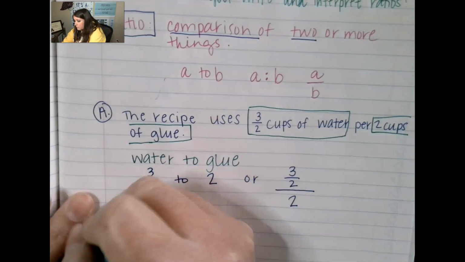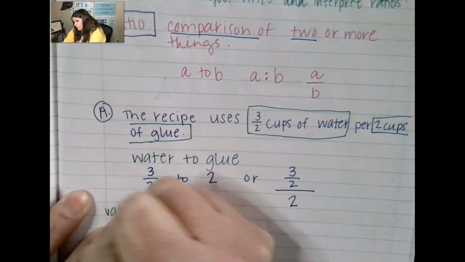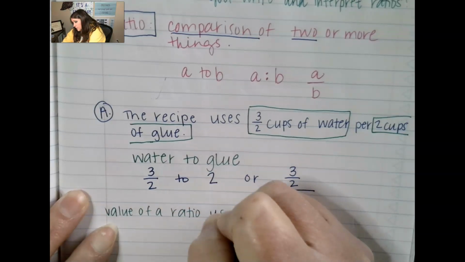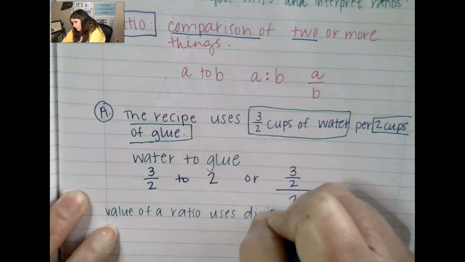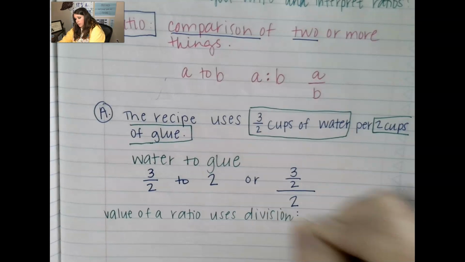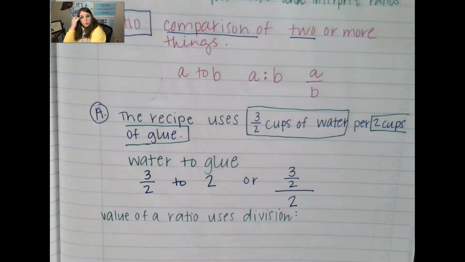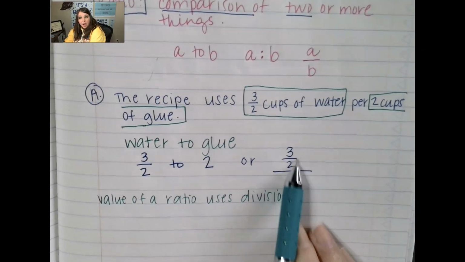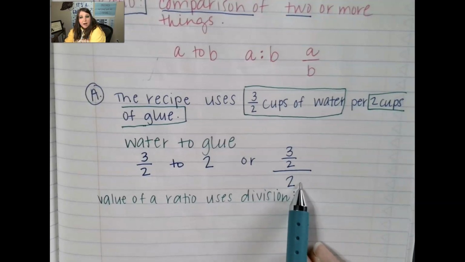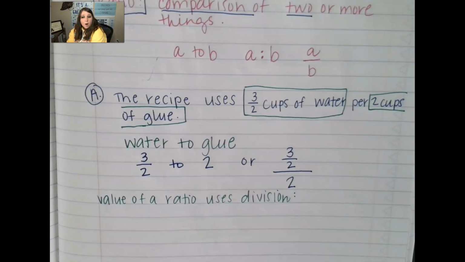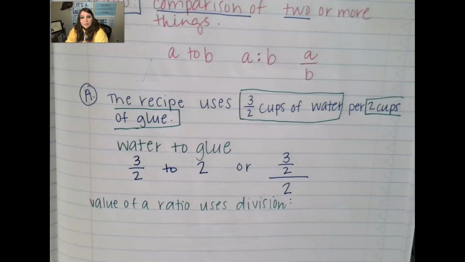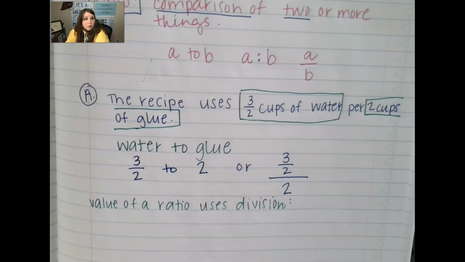So let's go ahead and write this. Value of a ratio uses division. And we're going to divide. So we're going to take our water, which is 3 halves out of 2 cups, and we're going to divide that by 2, so we get a unit rate of per 1 cup of glue. So how much water is there in 1 cup of glue? What is the value of the ratio?